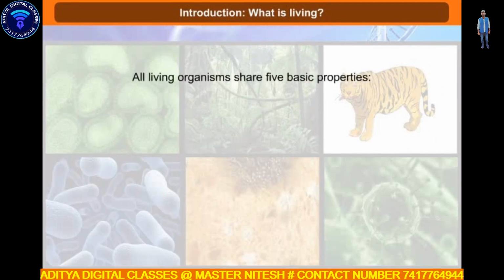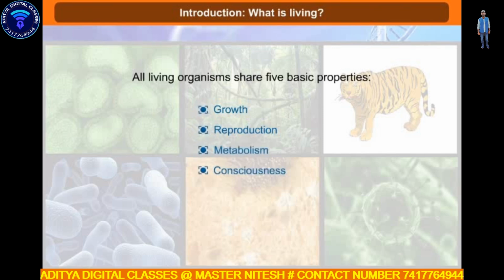All living organisms share 5 basic properties: growth, reproduction, metabolism, consciousness, and heredity.